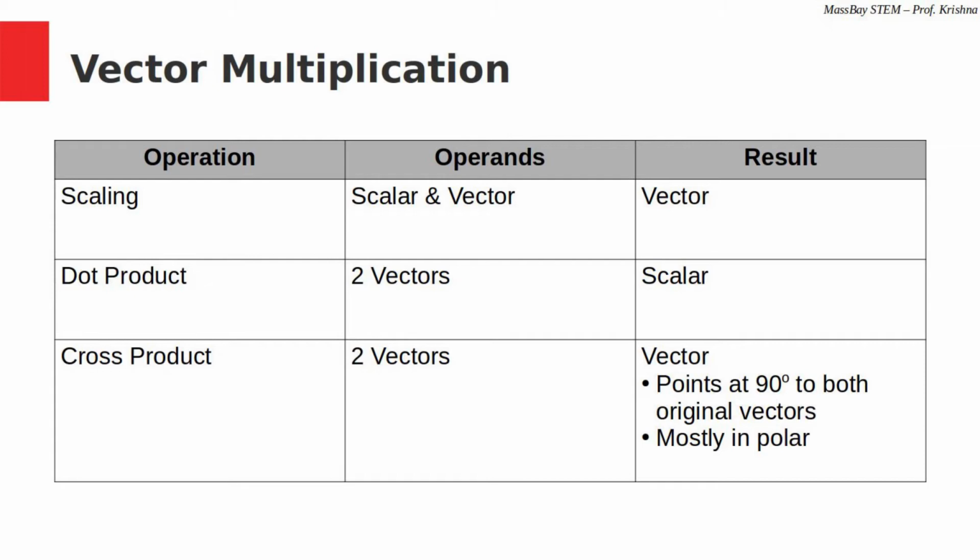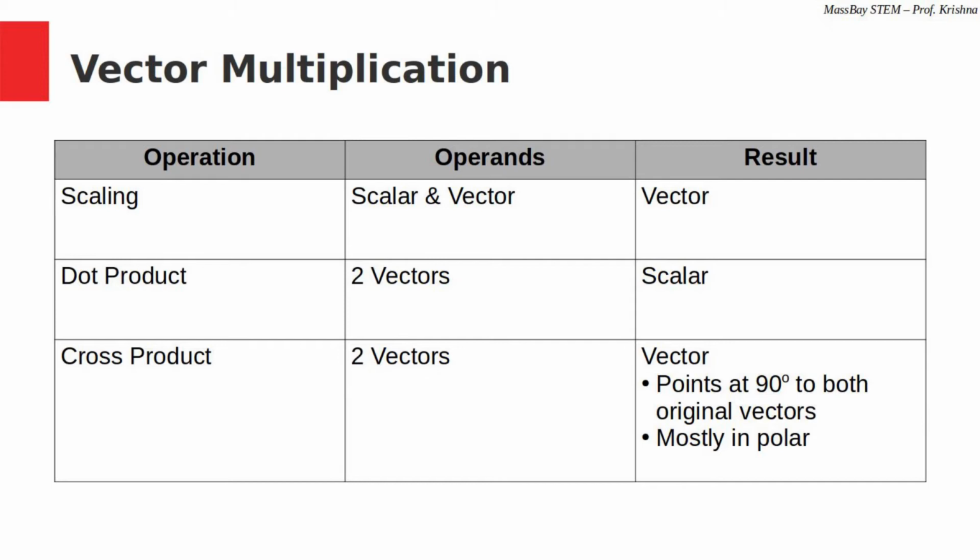Now we're ready to explore the cross product. While scaling multiplied a vector by a scalar to produce another vector, and the dot product multiplied two vectors to produce a scalar, the cross product multiplies two vectors to produce yet another vector. Not only that, the vector has to point at 90 degrees to the original two vectors.